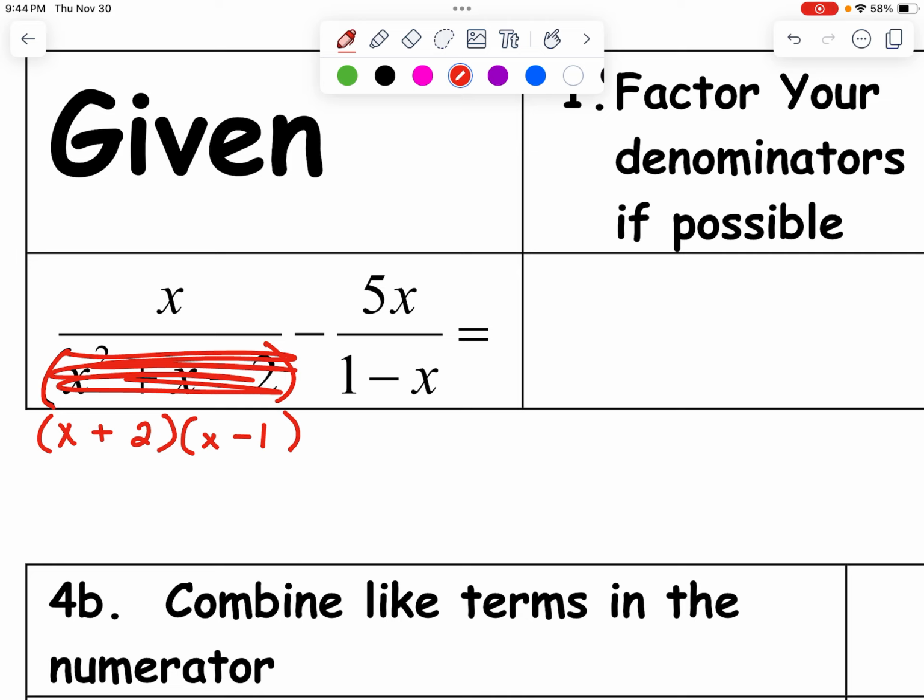Now, what about 1 minus x? Does that factor? It does. You can take out a -1. They should have done this in 8-4. If we take out a -1, we can reverse the subtraction to be x minus 1. And if they need more help with that, they should just ask. Now, I'm going to scratch that out.